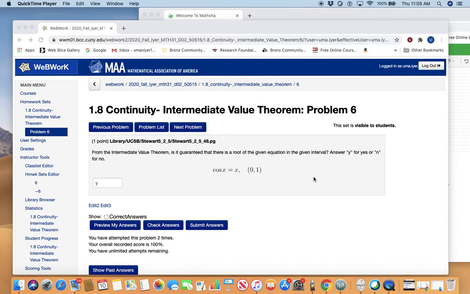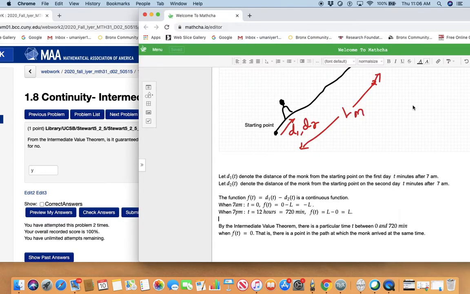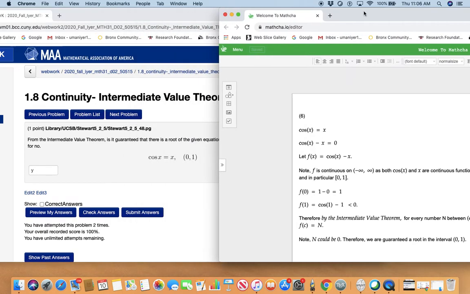This is problem 6 from section 1.8. From the intermediate value theorem, is it guaranteed that there is a root of the given equation in the given interval? The given interval is 0 to 1. The equation is cosine x equals x. All right, let's look at this. Cosine x equals x. You want to find an x between 0 and 1. Question is, can you find an x between 0 and 1?